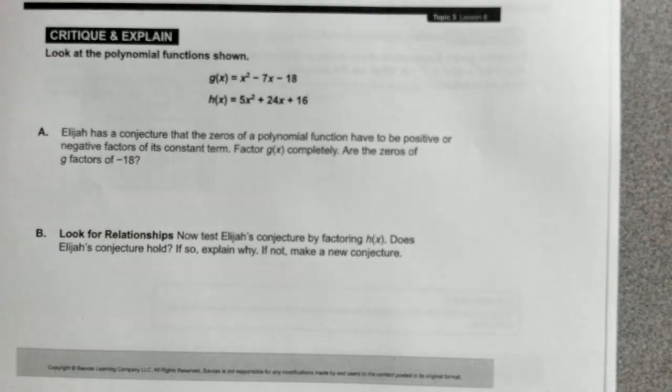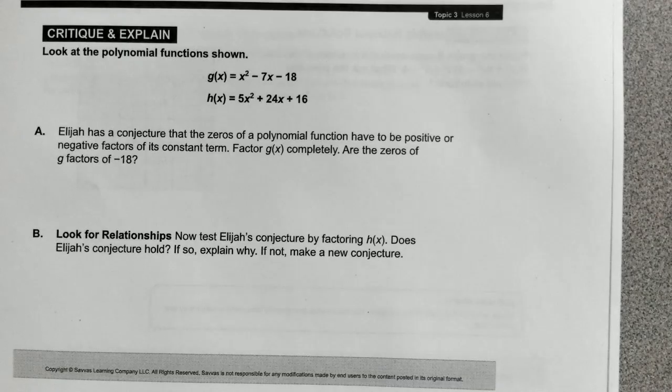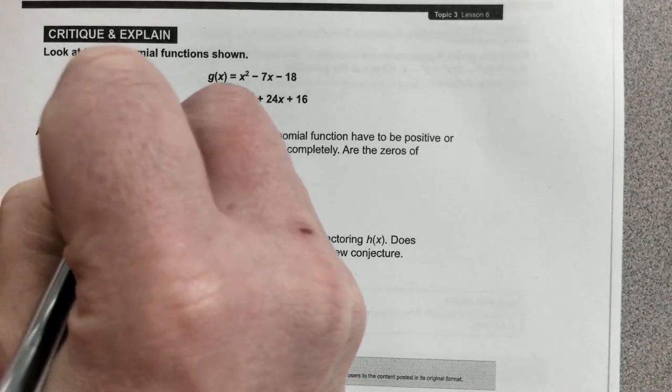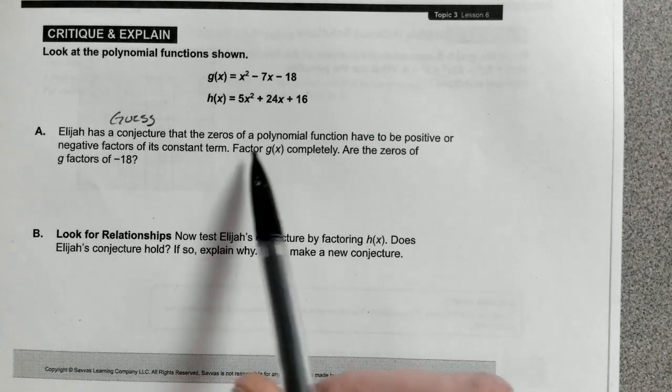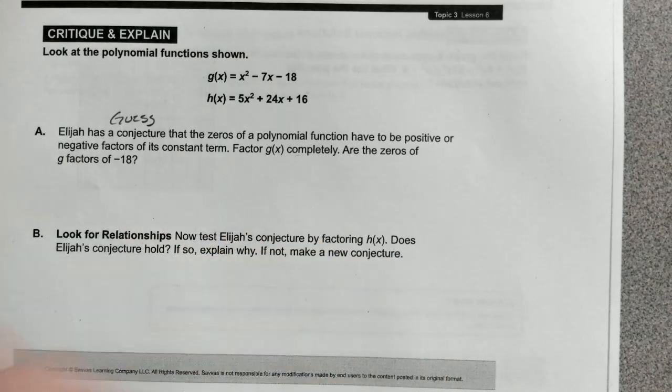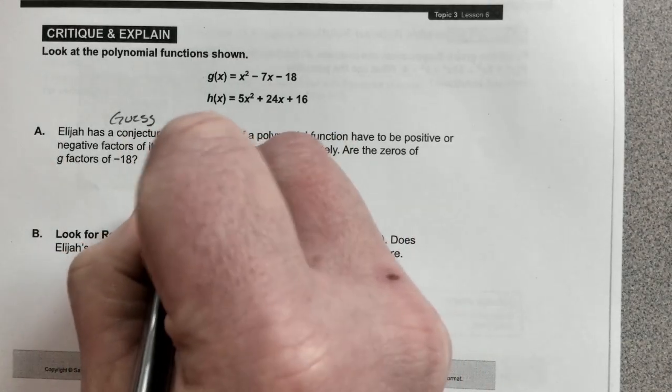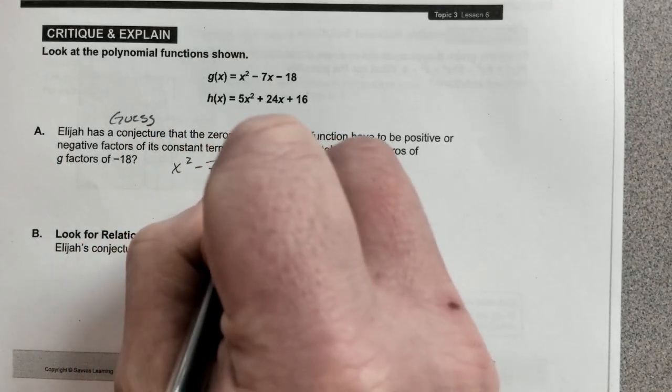All right, so moving along, we have critique and explain. So we have two polynomial functions, g of x, h of x. Elijah was doing some thinking, and he has a conjecture, which is basically a guess, that the zeros of a polynomial function have to be positive or negative factors of its constant term. So it tells us to factor g of x completely. So g of x, we have x squared minus 7x minus 18.